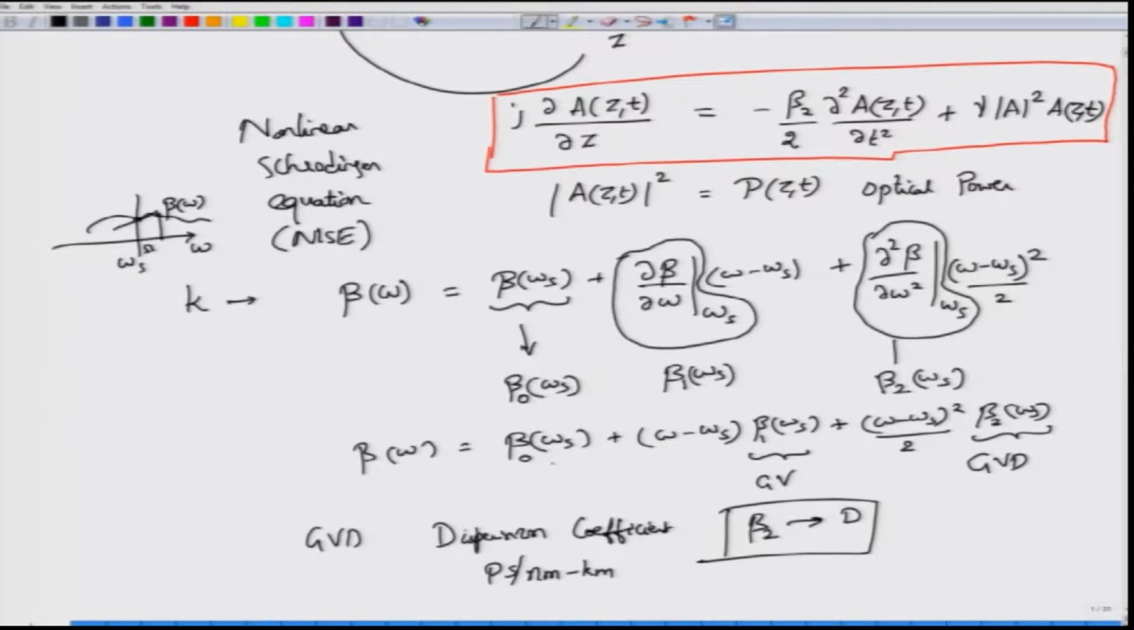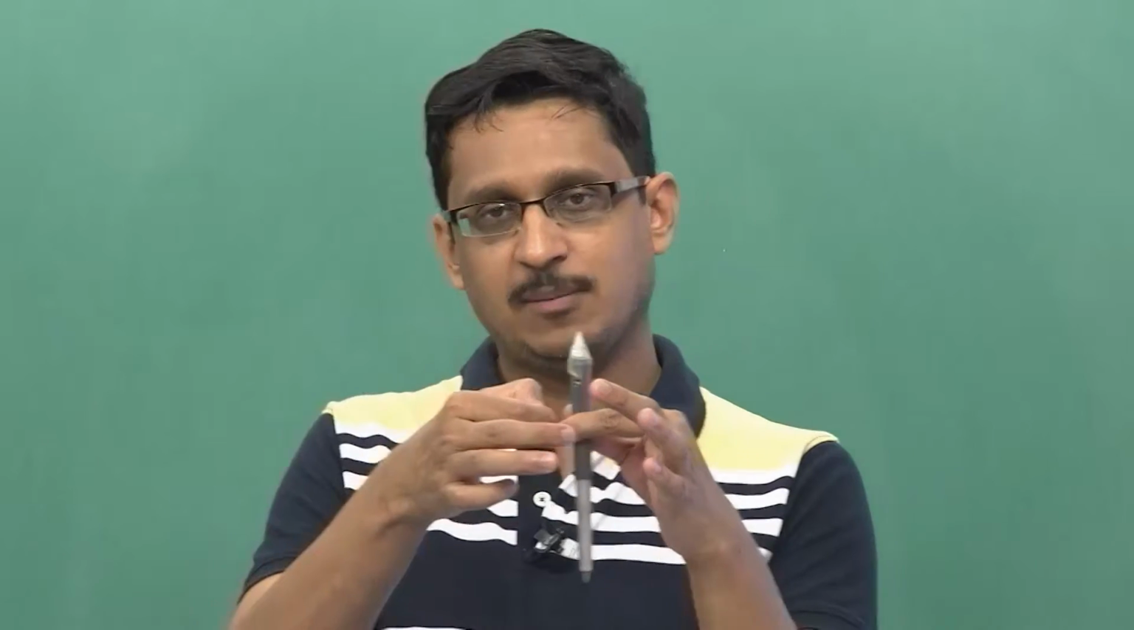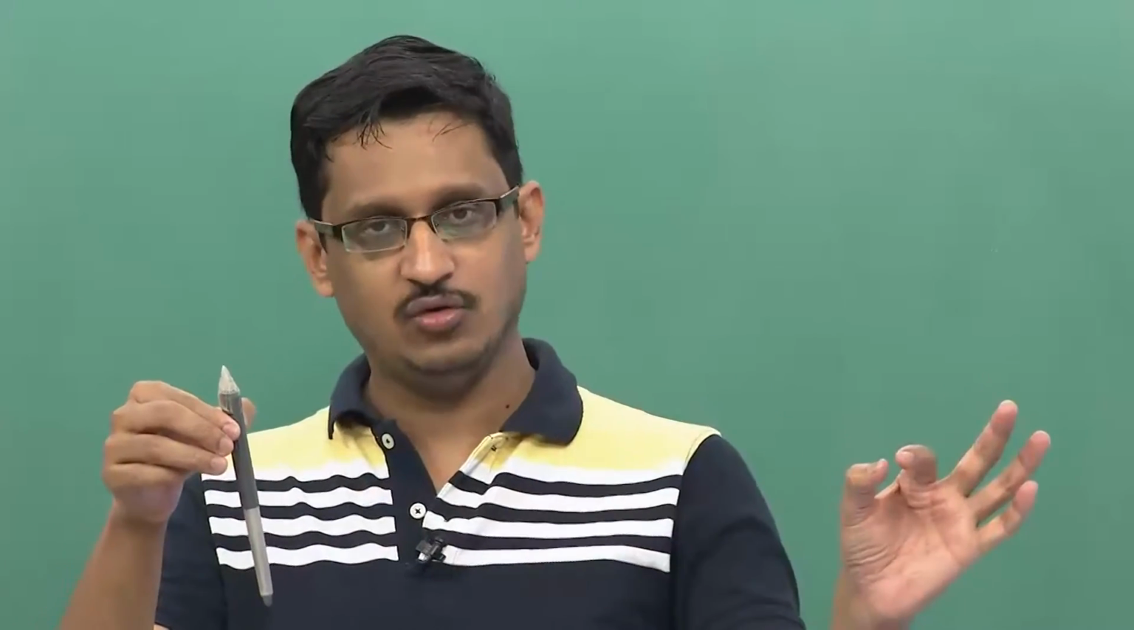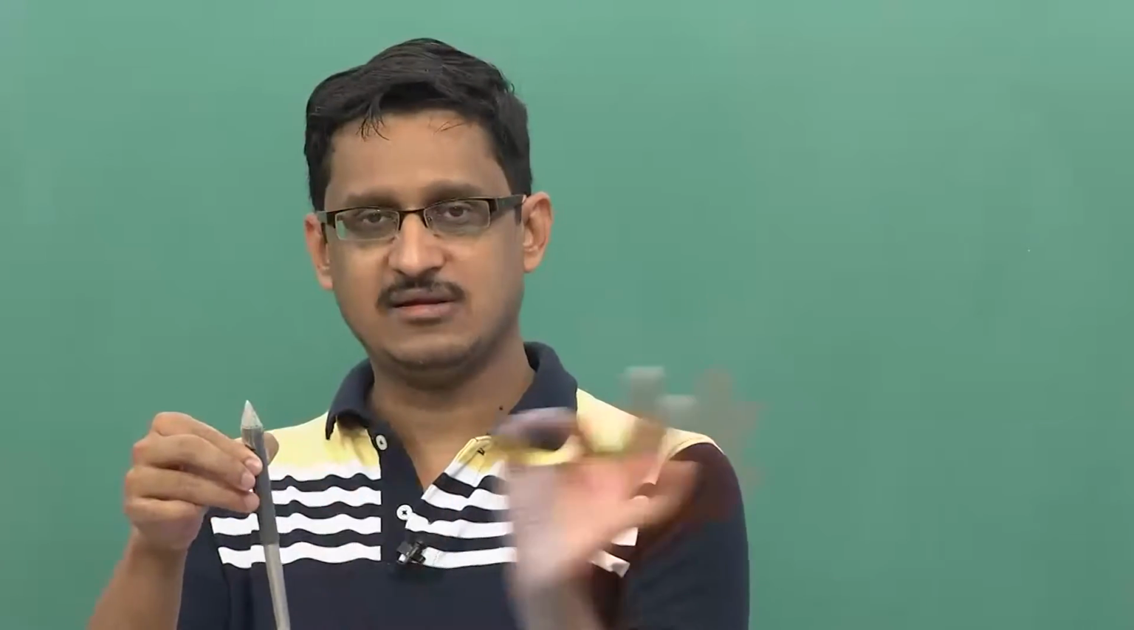It is missing because when you develop the nonlinear Schrodinger equation, this beta 0 of omega s will contribute only to the fixed delay. You start your pulse here. After some time the pulse has travelled all the way up to a certain point in the fiber, and beta 0 actually tells you the delay. It is a pure delay and there is nothing specific about that one, right. It is just a delay, so you can completely ignore that.